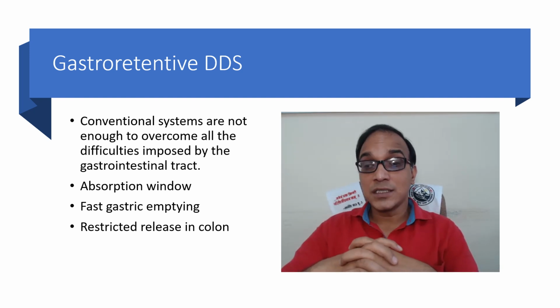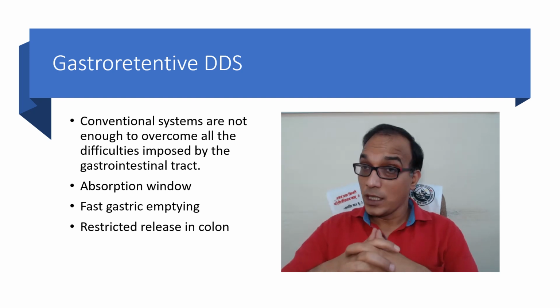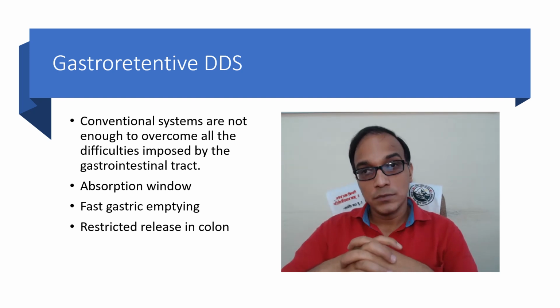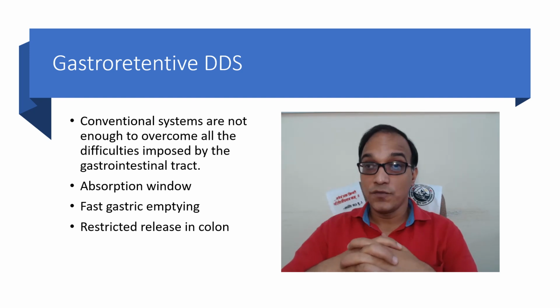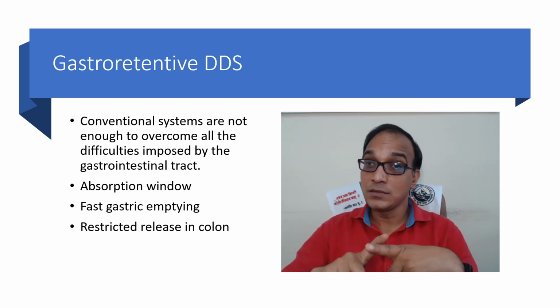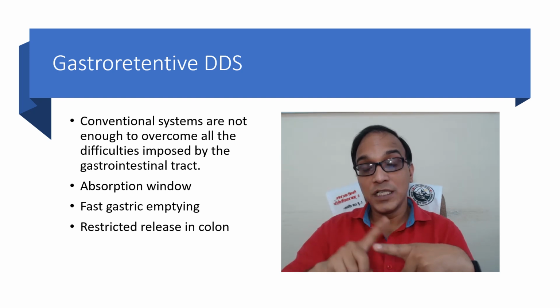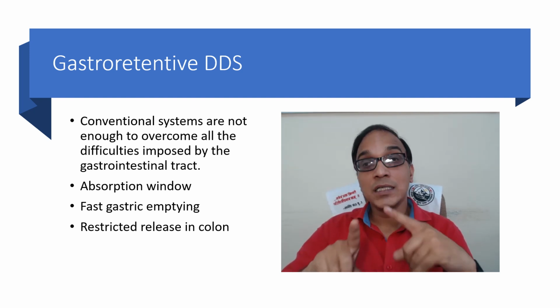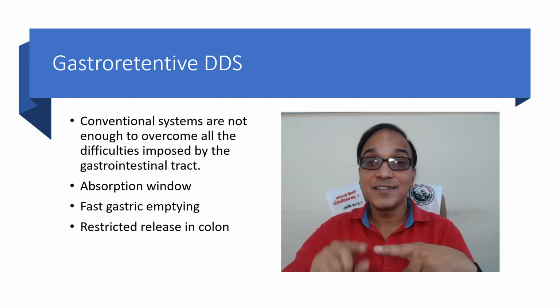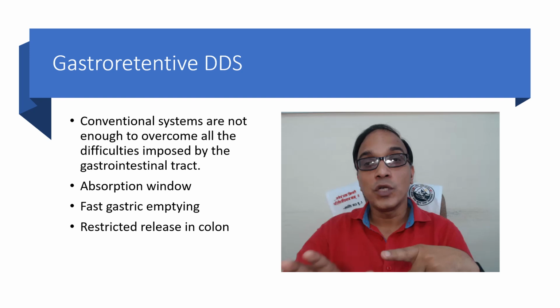And restricted release in the colon: sometimes the release is required in the colon only. So we need to have retention of the drug in the colon. We need that it reaches the colon, and before that it is not going to release any drug before reaching that particular colon area.